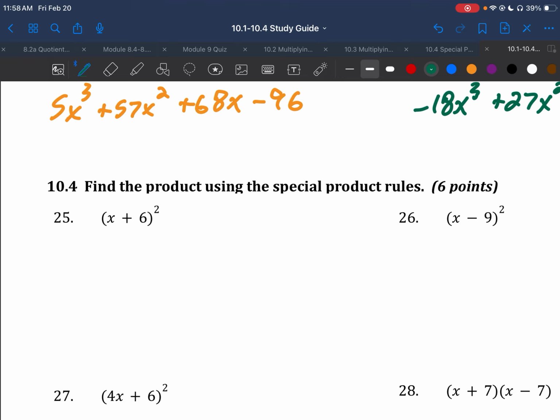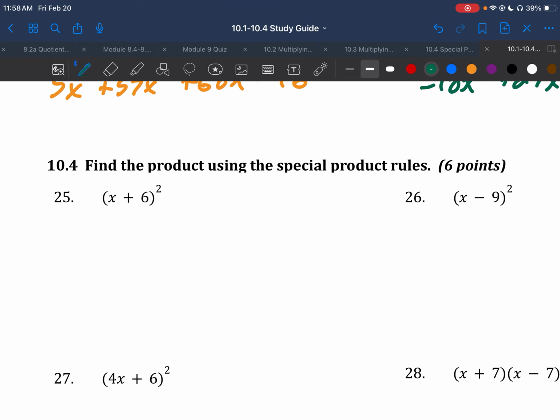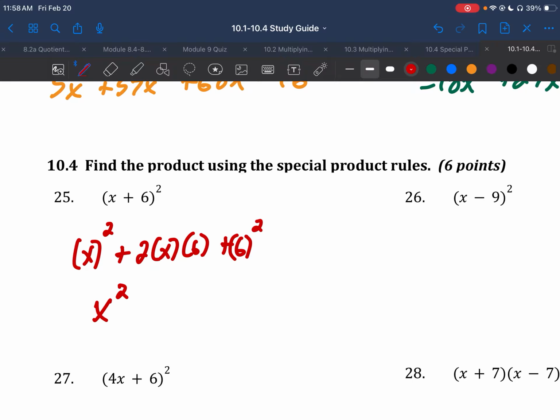Our final section is our special product rules. So I'm going to show it to you using the special product rules themselves. If you use FOIL, you can do that. That's fine. I don't care. So we've got our first term, x being squared, plus 2 times x times 6, and then plus 6 squared. So when we simplify, it's x squared plus 12x plus 36.